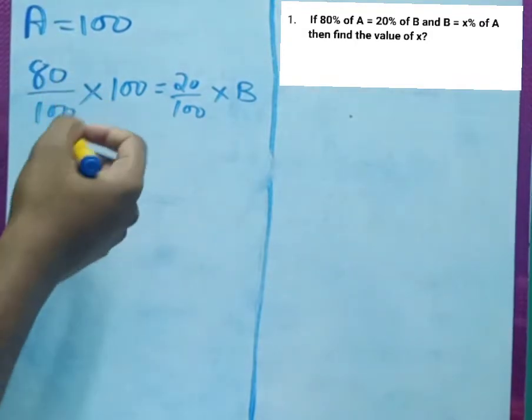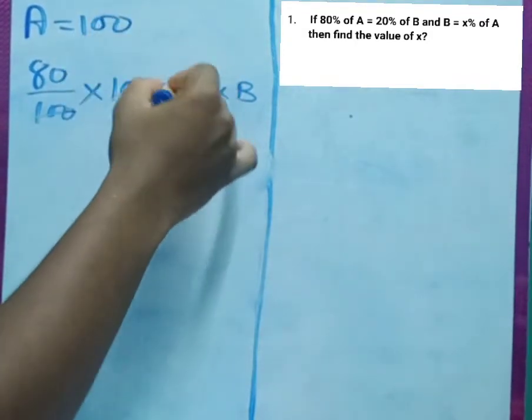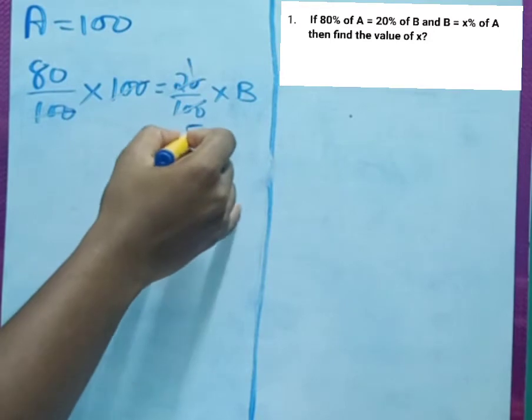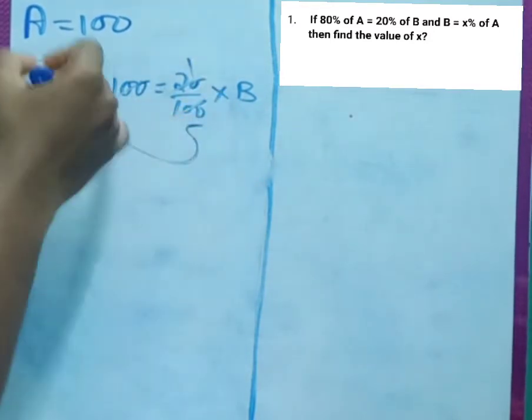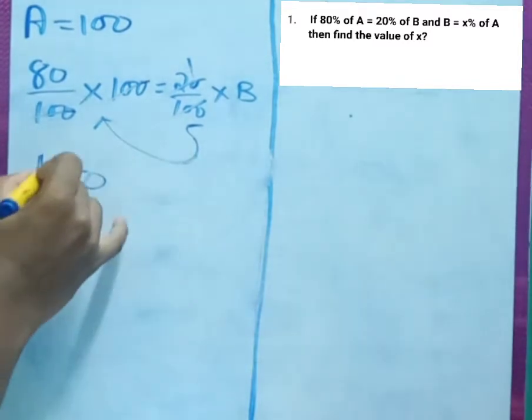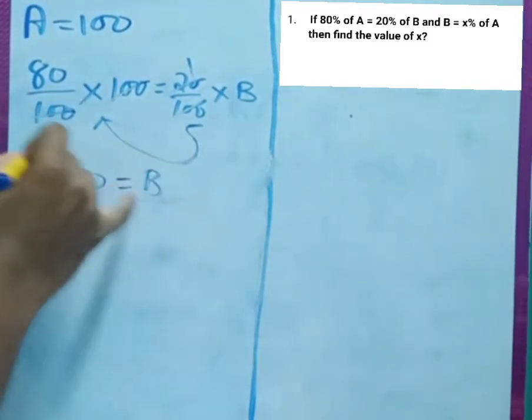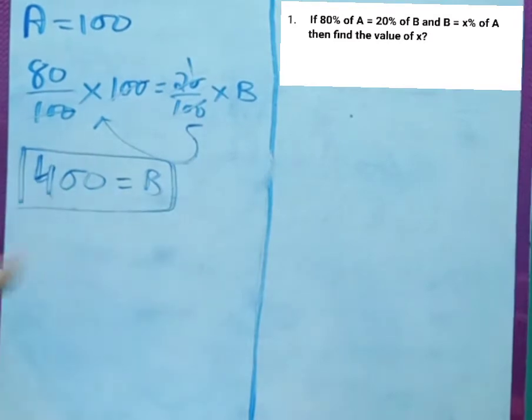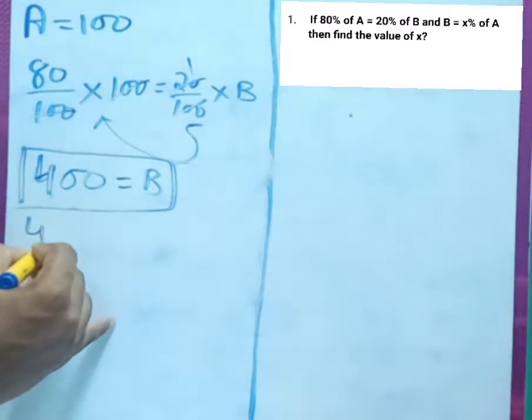Once we solve this, what you will get, 100 cancel, 20 ones are 20, 5 into... so when you take this 5 over here, 5 8s are 40, so 400, right guys? So B equals 400. Once we get B is equal to 400, you have to substitute this B is equal to 400 in the other equation. So what is the other equation? B equals X percentage of A, right? So B equals 400.